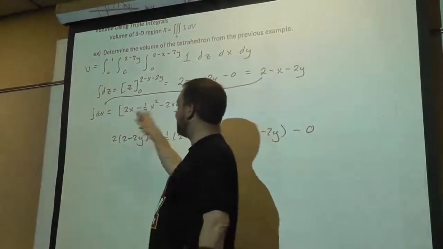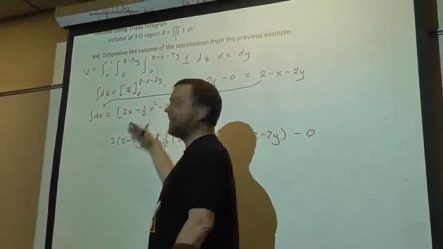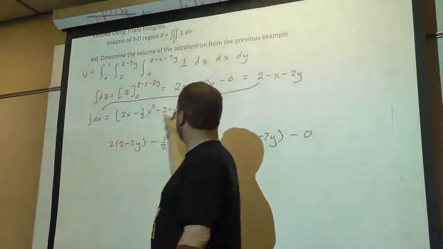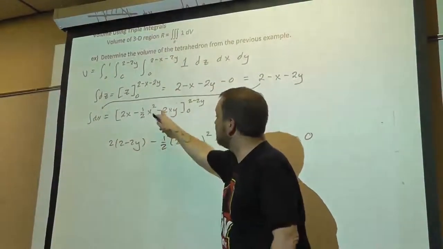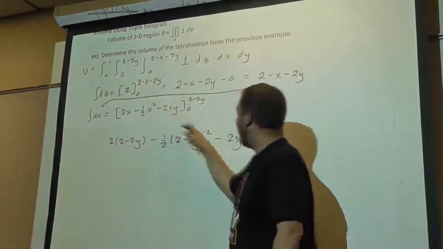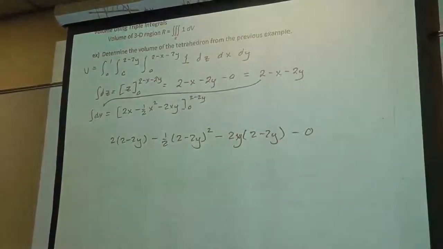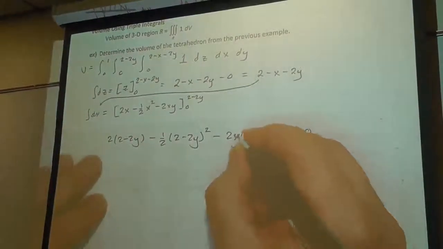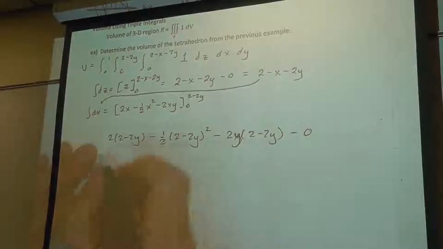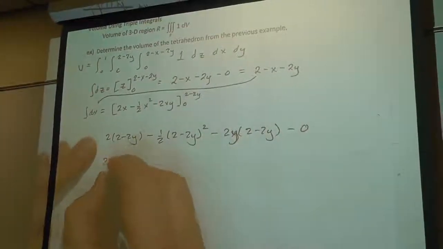So yeah, watch out for that. That's a mistake I make every once in a while. I forget which variable I'm plugging stuff in for. So I'm plugging all these in for x's. So that should be 2y times 2 minus 2y there. Sorry about the typo. Awesome. So then just, you know, be careful. I would probably just take care of the algebra real quick.